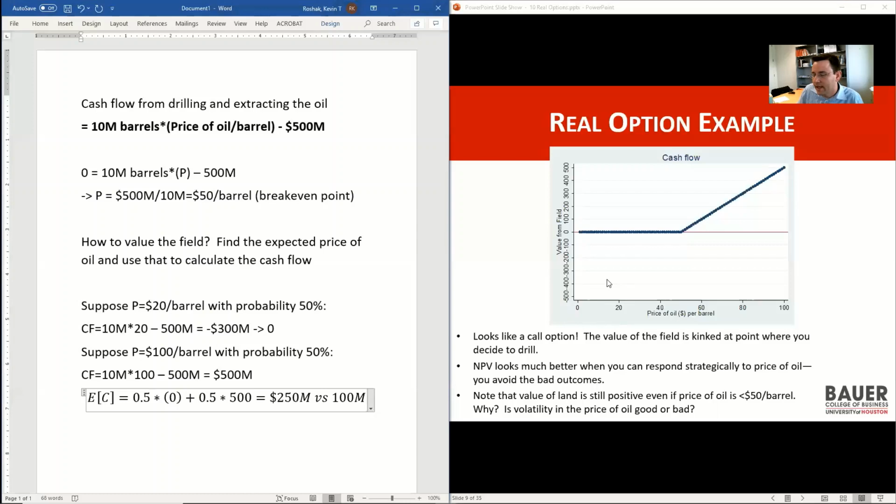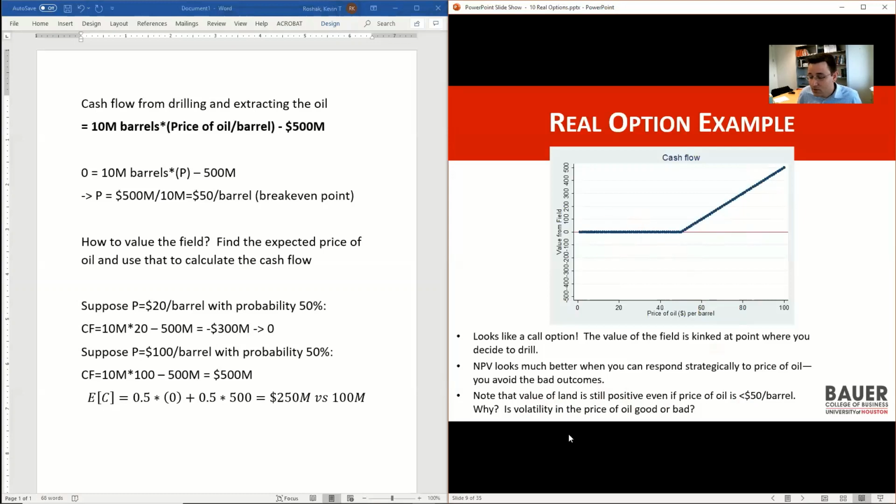A related point is that even if the price of oil is low, say $20 over here, you still may be willing to pay a positive amount for this field. So why would that be? Well, the price is 20 today, but maybe it goes up in the future, right? You still have an option to drill later if the price increases. And that option is valuable, right? You still have a claim to get these positive cash flows if things look better at some point in the future. Okay. So the value of the land is still positive, even if the price is currently below the break-even point.